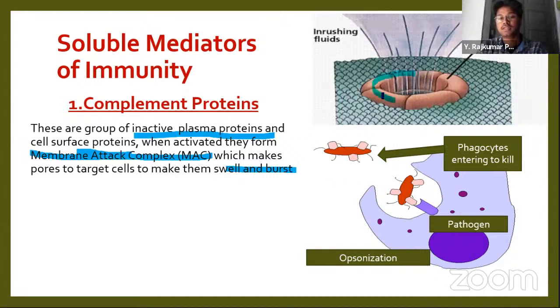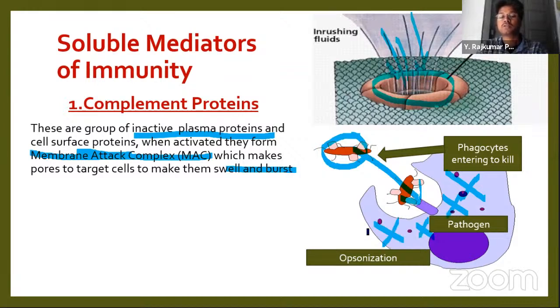So these are the complement proteins we are able to see. They are able to make pores in the pathogens. Here you can see phagocytes entering to kill the pathogen. They enter the pathogen, and after entering, they destroy the pathogen into several pieces. This process is called opsonization. So phagocytes enter the pathogen and kill it.